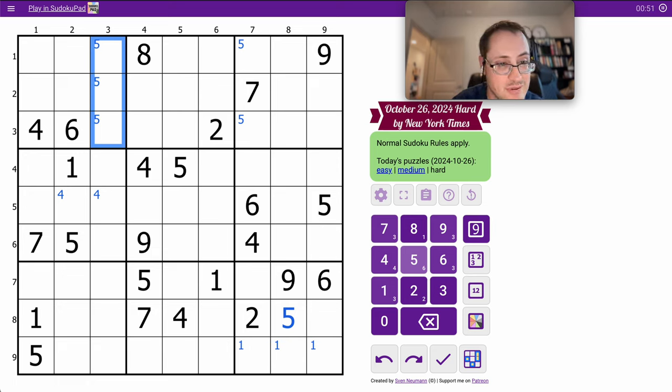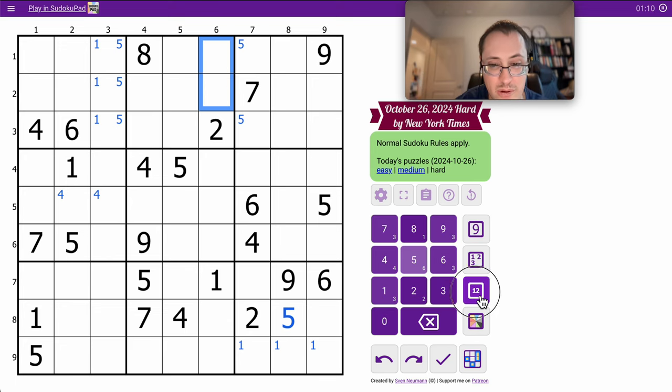Here's some fives and some ones in column three, box one. Two fives, put a five there. And a four here also. So that turns into a 4-5 pair. But that's all I get by elementary scanning.